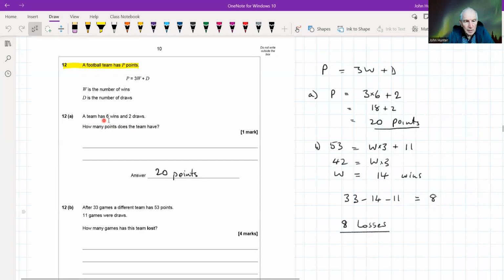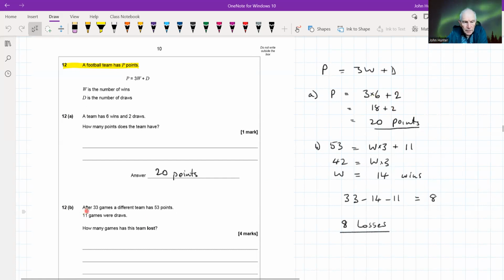So in 12A, a team has 6 wins and 2 draws. So W is 6 and D is 2. So really what we're doing is we're just substituting into our equation. We're putting 6 in for W, and of course this is multiplied. 3W means 3 times W, doesn't it? So 3 times 6 plus 2, that's D, and that is 18 plus 2, which is 20 points. So that's what we've got there.